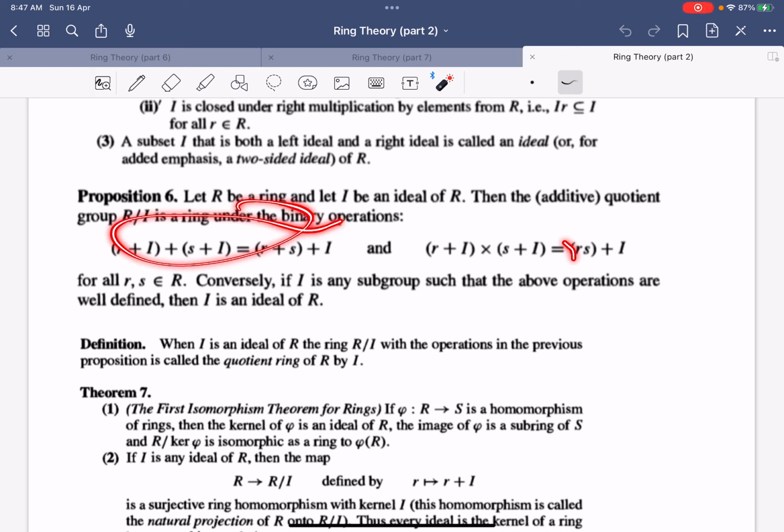So there won't be any overlaps, where you get sent to different elements for different representatives in your ideal. And then any subgroup such that the above operations can be well defined is actually an ideal. So it's two ways.